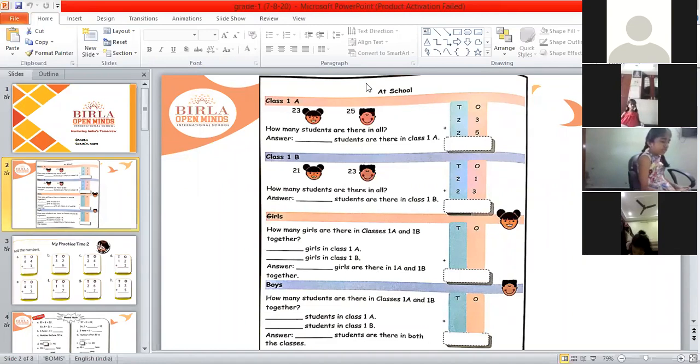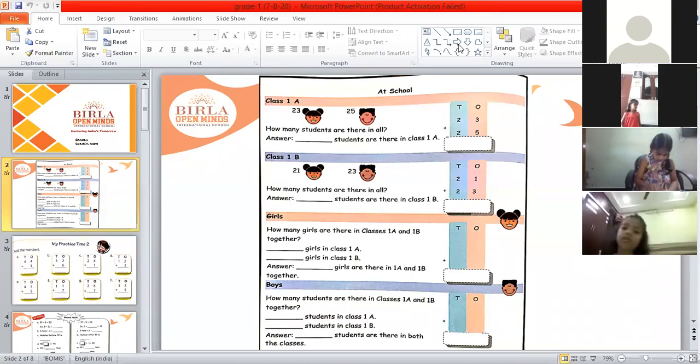Okay, so there is one school, and in that school there are some girls and boys, and you have to tell in one class how many girls and how many boys are there. You have to add and then you have to tell. Now children, see here. You all can see here boys and girls, their pictures are made. First one is girl and second one is boy.